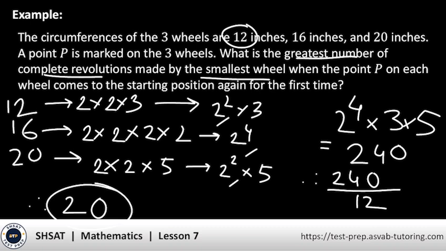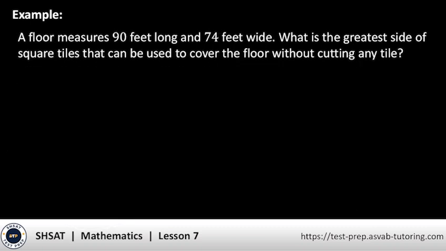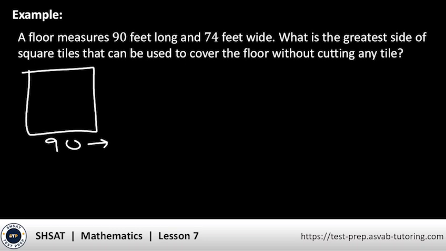I think we are down to probably the last question here. Our floor measure is 90 feet long and 74 feet wide. What's the greatest side of square that can be used to cover the floor without cutting any tile? All right. So I'm just gonna draw this so that you do understand. So it's 90 feet here and 74 feet here. So the question said that there has to be square tiles in the middle.